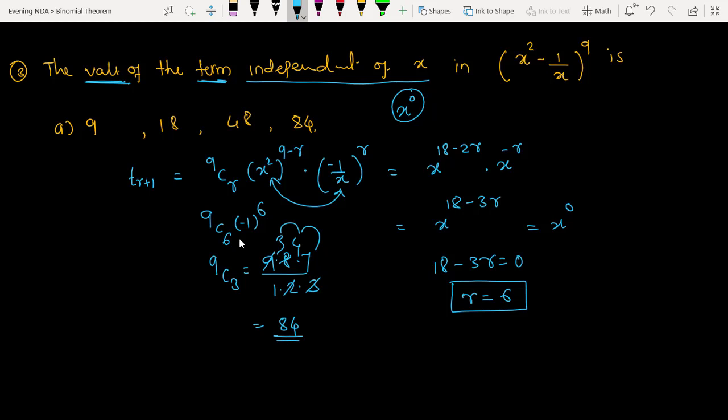Have you understood now the independent term of x? Yes sir, got it. Okay.